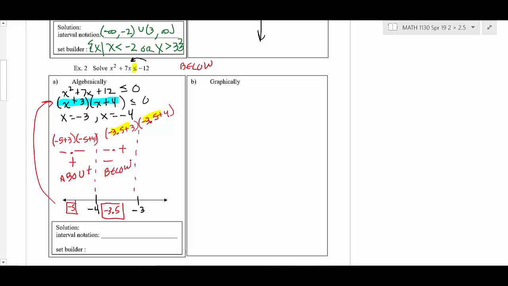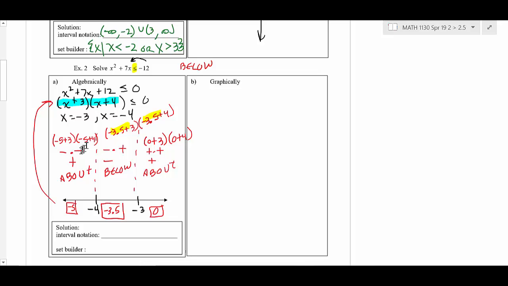And then the last one, I'm going to use 0 because 0 is to the right of negative 3. If I plug 0 in, I have 0 plus 3 times 0 plus 4. That's a positive times a positive. So it goes like this. Now these signs don't necessarily always look like this. There are situations where you could have the whole thing being positive, or situations where you could have the whole thing being negative. That depends on how the parabola orients itself.